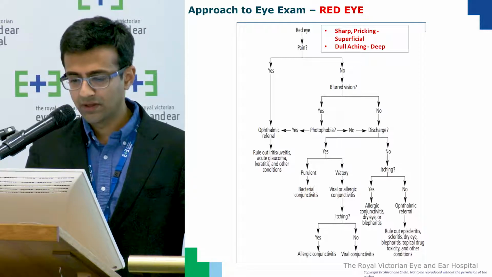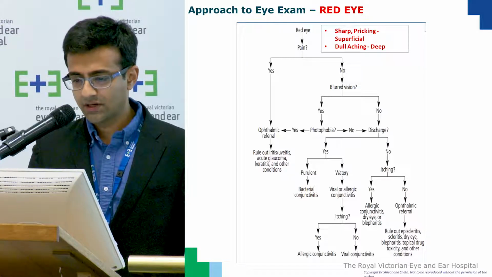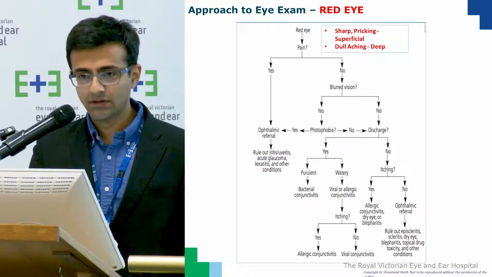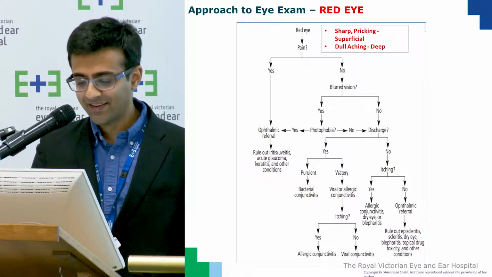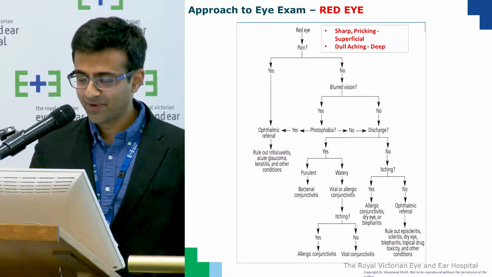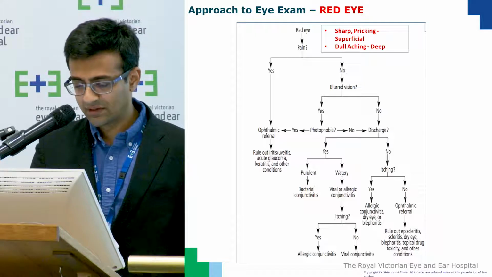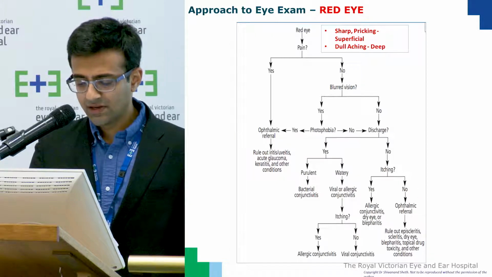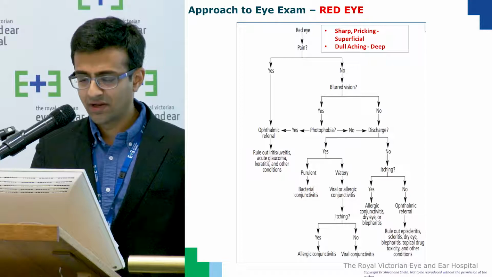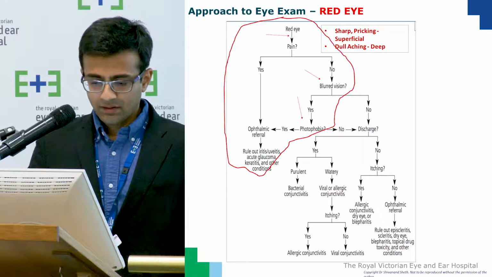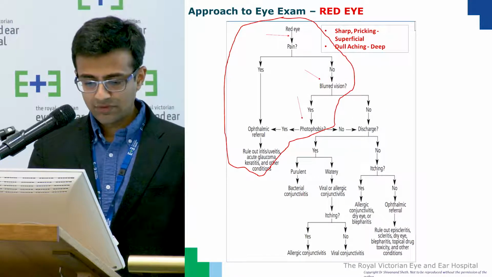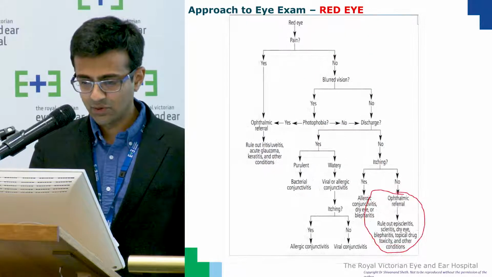The other important thing is this arm of the flow chart. If there is no pain, no blurry vision, no discharge, no itching, you still send them to us, because they may have part of their eyes inflamed that doesn't cause symptoms that are red flags. They generally are not serious, but sometimes can be chronic and annoying. So that's the arm to send them to us.